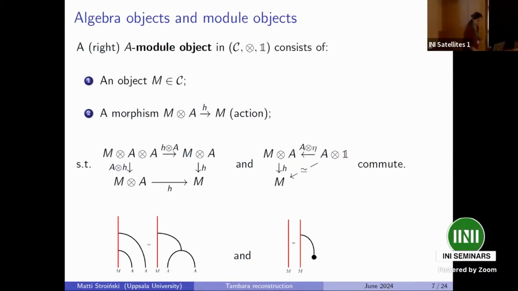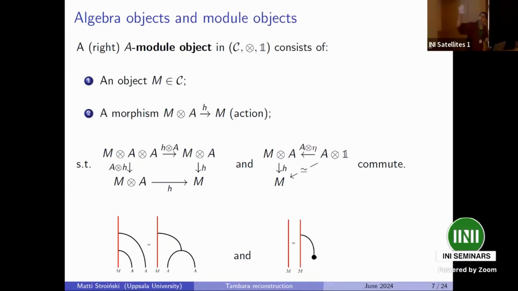So that's an algebra object, but I also need the notion of a module object. A module object is a very similar notion. If I have an algebra object A in C, I want an object M in C together with an action going from M tensor A to M. This really mimics the notion of a module. If C was vector spaces, this is literally, on the nose, the notion of a module over an algebra.